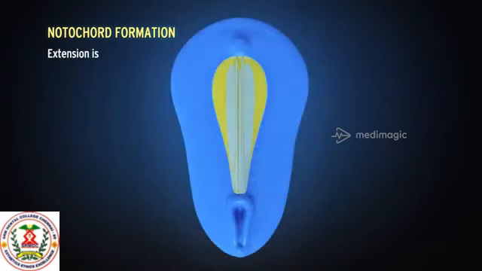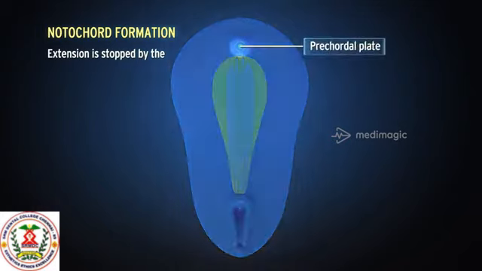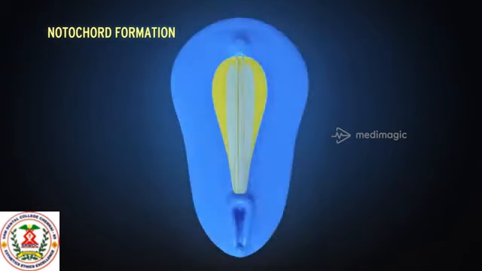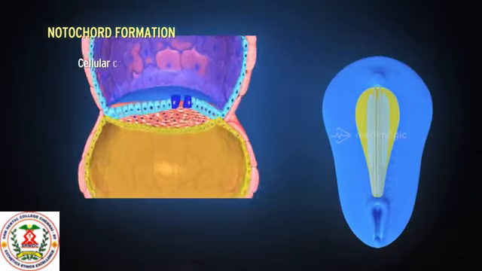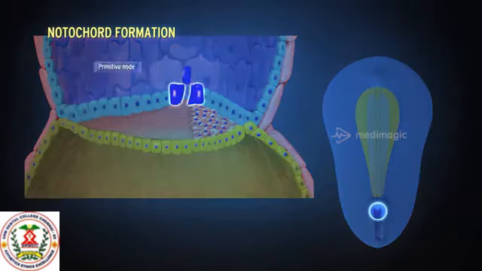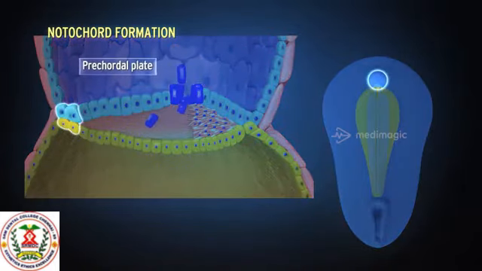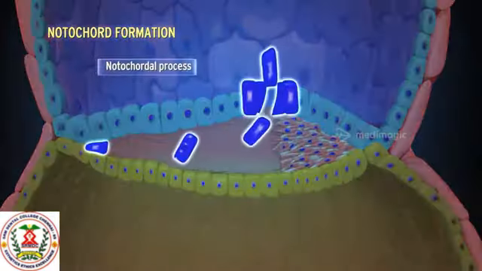This extension is stopped by the precaudal plate, which is a small circular area of columnar endodermal cells where the cells of ectoderm and endoderm are fused together. This cellular cord, which extends between the primitive node and the precaudal plate, is known as the notochordal process.